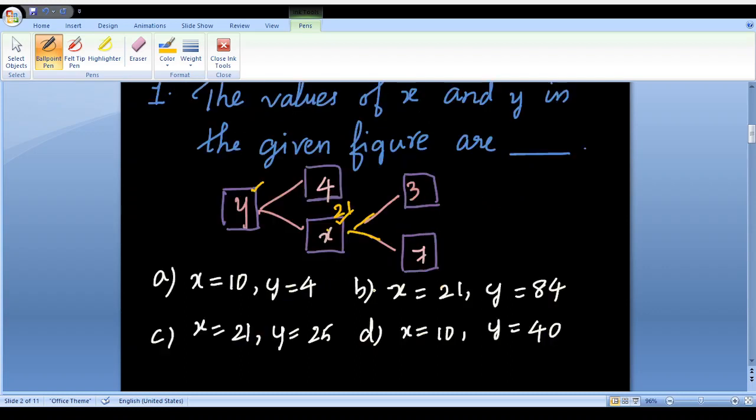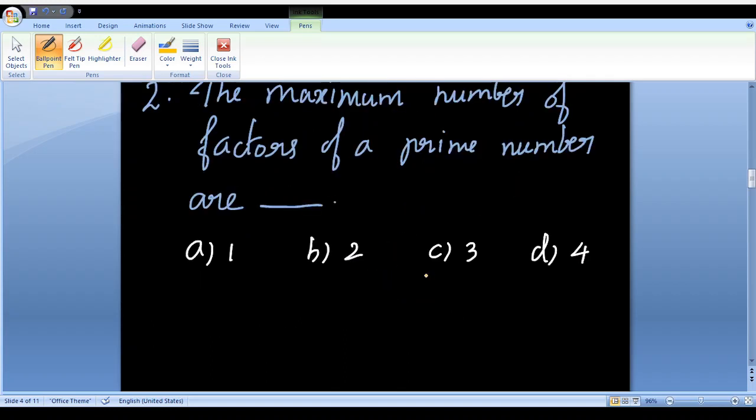So see, option A is not the answer. Option B, 21 and 84. We got it, right? So option B is the correct answer for this question. Now we'll move to question number 2.